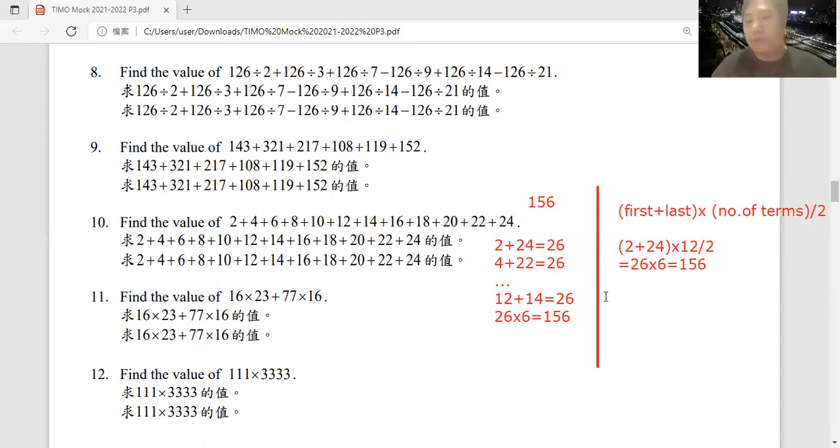Or you take out the 2 first. Equal to 2 times (1 plus 2 plus 3 plus and so on, up to 12). Then you will know directly that there are 12 terms. So it's 2 times 13 times 12 over 2, which is 156 directly. Okay, I give you 3 methods. You can use any of them.